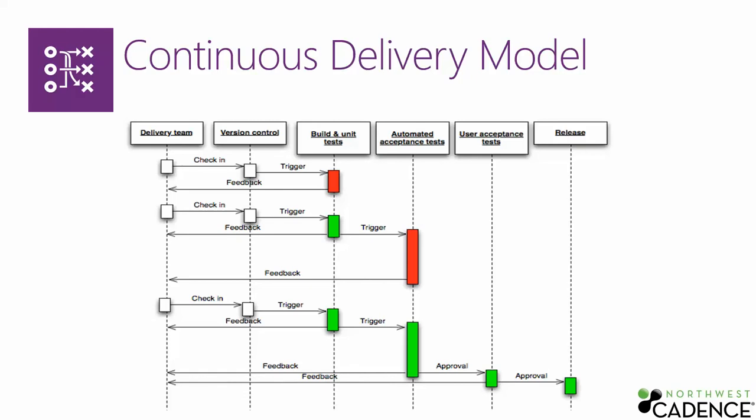Then what's going to happen is once you get that continuous integration build, it builds, let's say the build fails for the top one in red, then it provides feedback back to the delivery team. Then when the delivery team fixes those bugs, checks it into version control, again, it automatically triggers continuous integration. Then once those unit tests are successful and the build is successful, it will go into automated acceptance tests, and then if automated acceptance tests fail, it goes back as feedback to the delivery team.